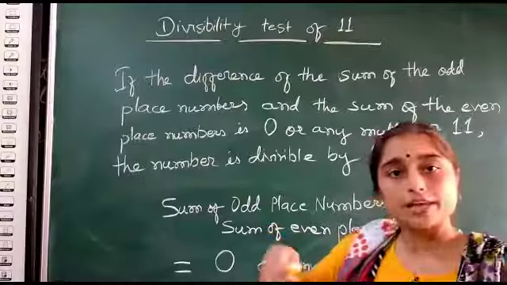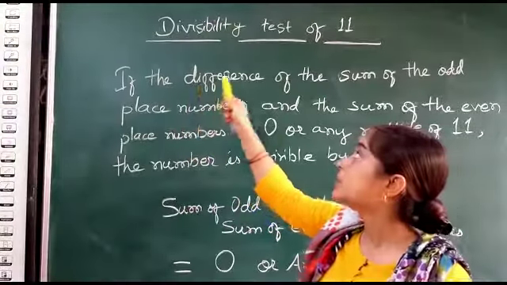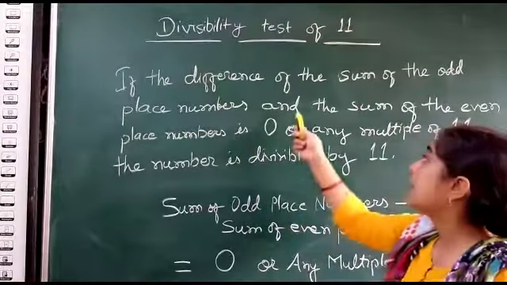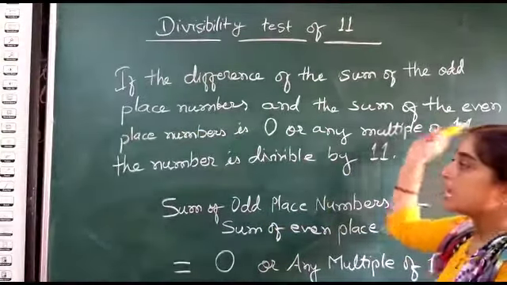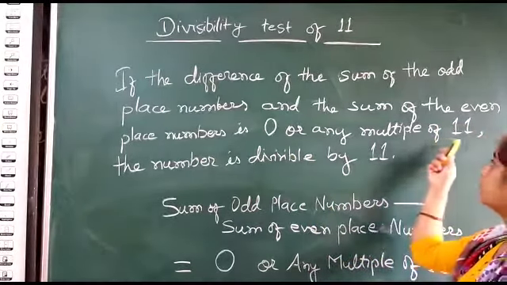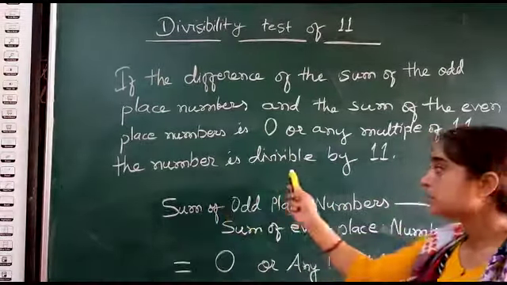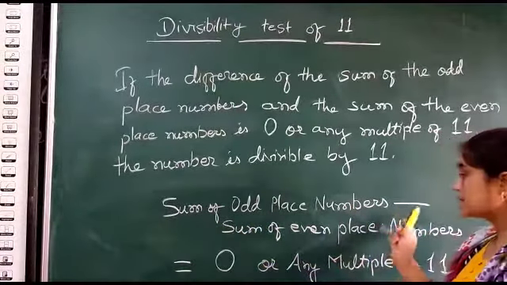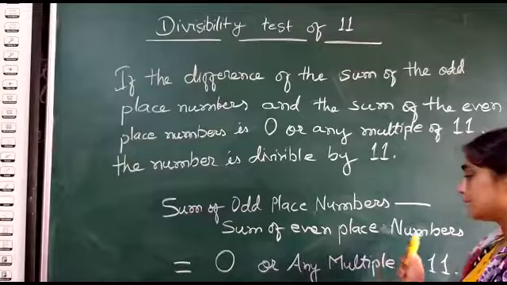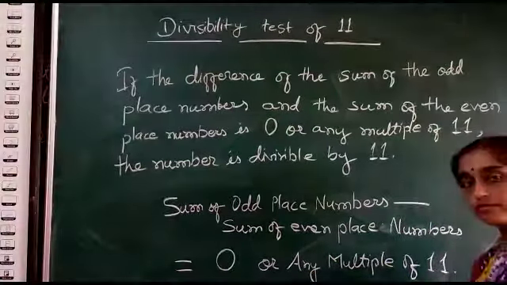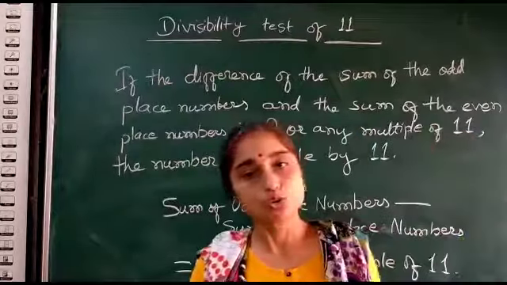Understood? We came to know that if the difference of the sum of the odd place numbers and the sum of the even place numbers is 0 or any multiple of 11, the number is divisible by 11. Sum of odd place numbers minus sum of even place numbers is equal to 0 or any multiple of 11. Okay? Understood?